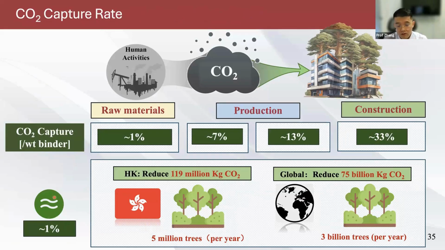If all the Hong Kong concrete can sequester 1% of CO2, it will reduce 190 milligrams of CO2 in Hong Kong. It's equivalent to planting 5 million trees every year. Globally, this number is 75 billion kilograms of CO2, equivalent to planting 3 billion trees every year globally.